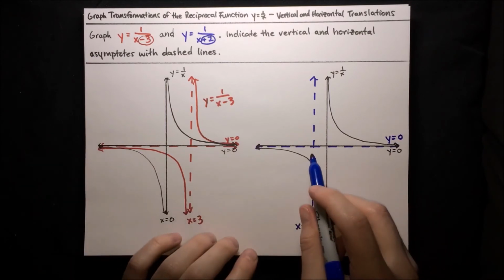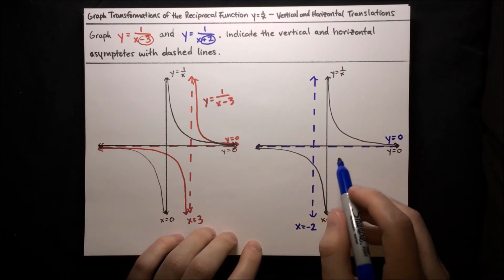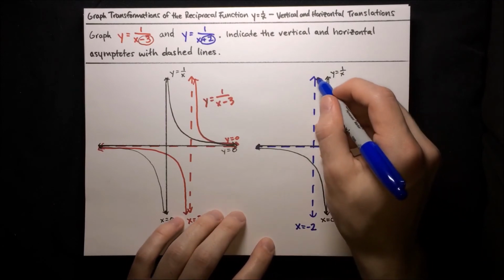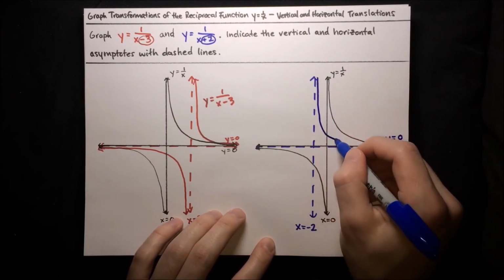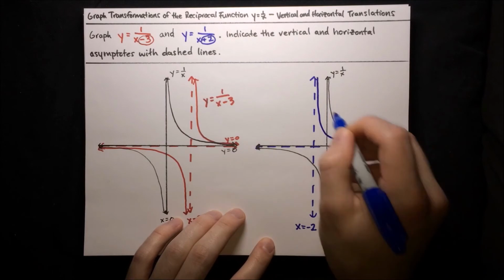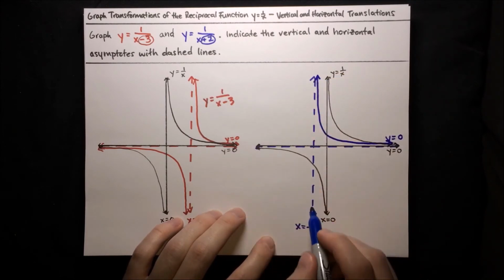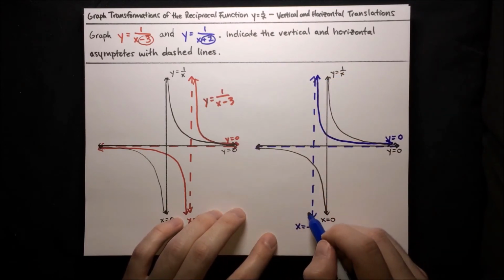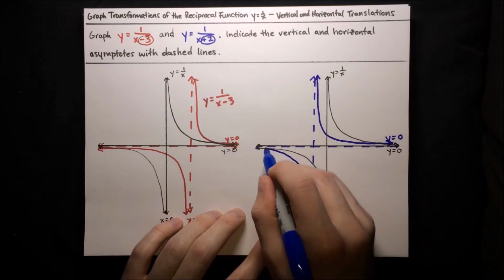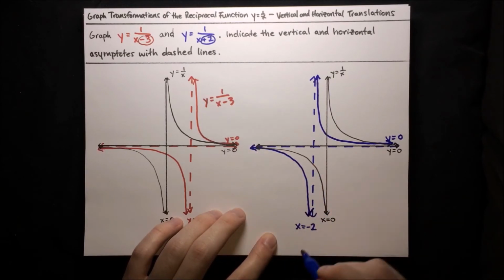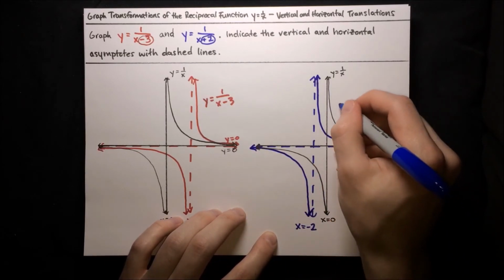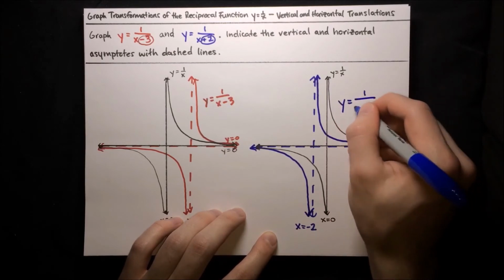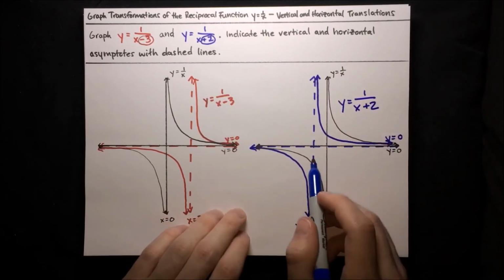So let's go ahead and make the rounded corners around the asymptotes here. So here's a rounded corner here, and then one more rounded corner on the other side. Goes kind of like this. Great, so there is our function, y equals 1 over x plus 2. There is its graph.